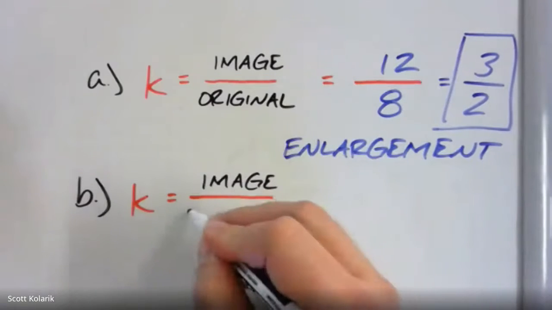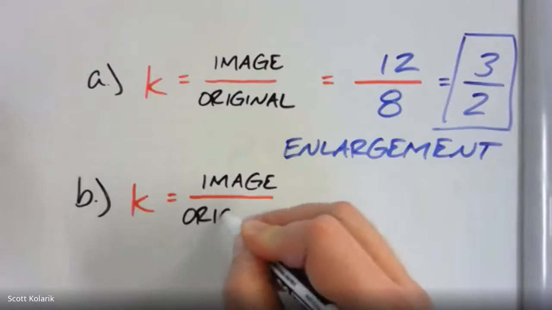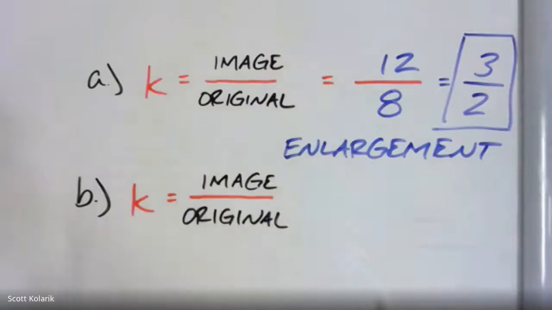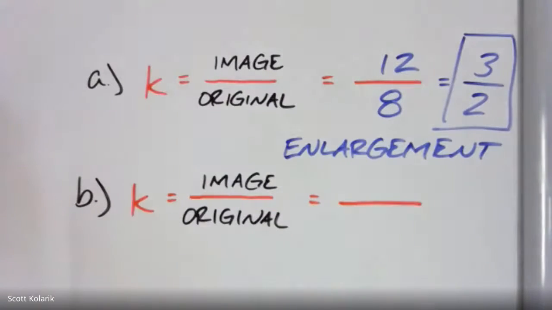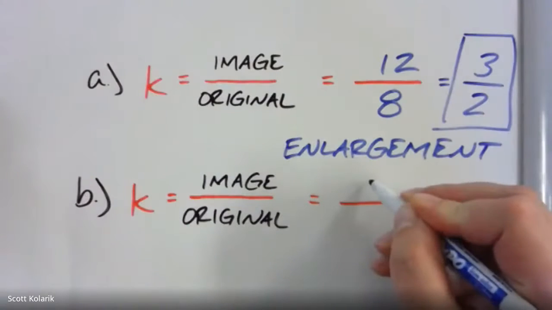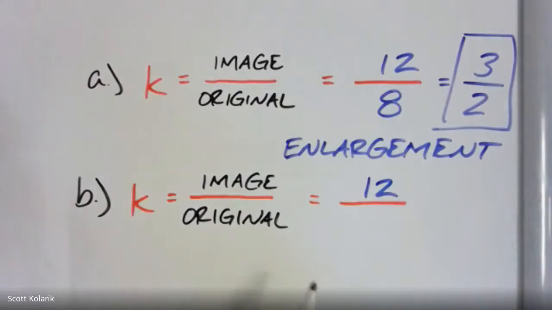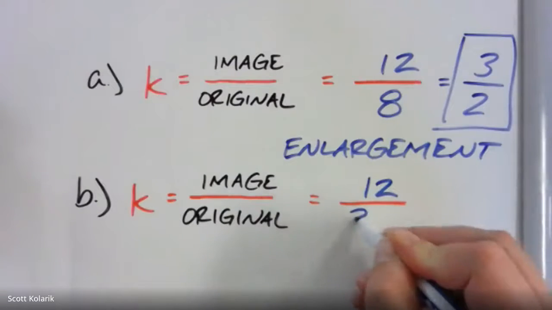It's just that in part B, the image is smaller than the original. So we should see a reduction K value here. When I identified this on our diagram, the distance from the center of dilation to the image point P prime was 12 units again. But now the distance from the center of dilation to the original point P ended up being a lot bigger in this case. It ended up being 30 units.